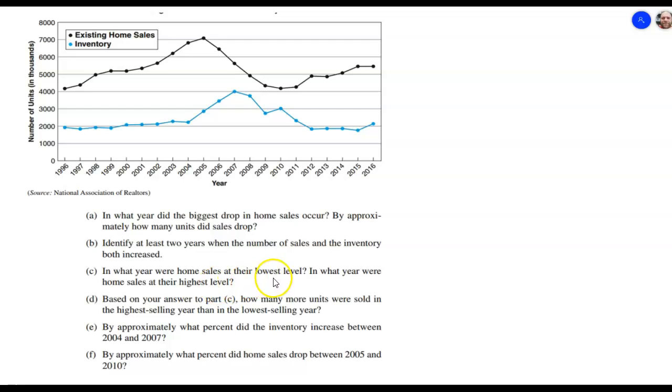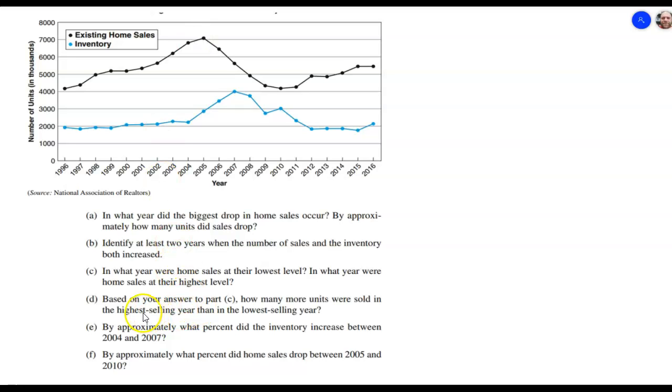All right, in what year were home sales at their lowest level? In what year were home sales at their highest level? So these are home sales. So lowest level is right around here, which is about the same as this one. So it's either 1996 or, I think this is a good answer too, 2010. Those would be the years that are at the lowest. And then the highest here would be right at 2005. You see this is the highest level for home sales there.